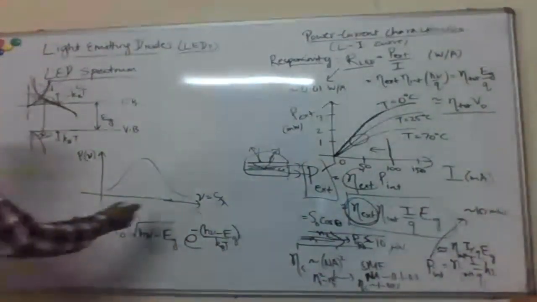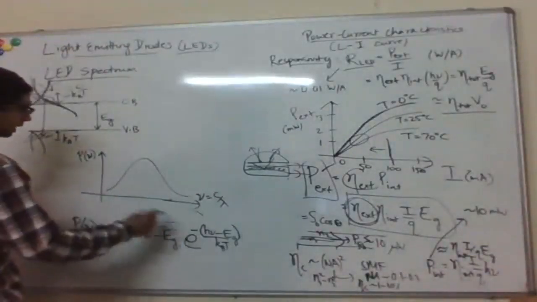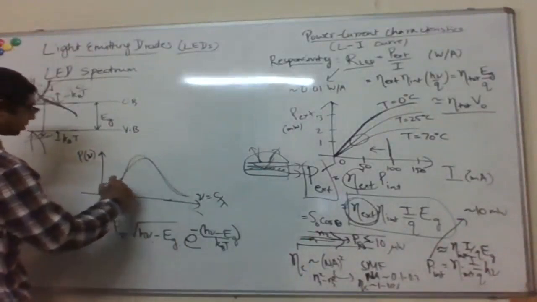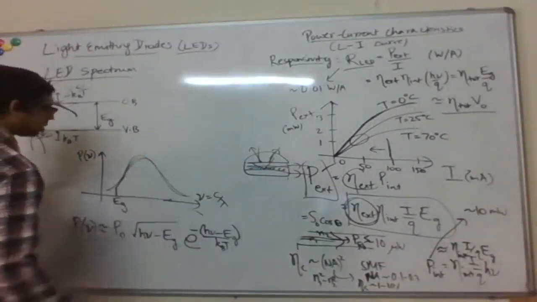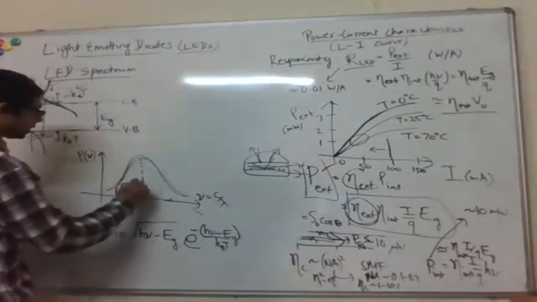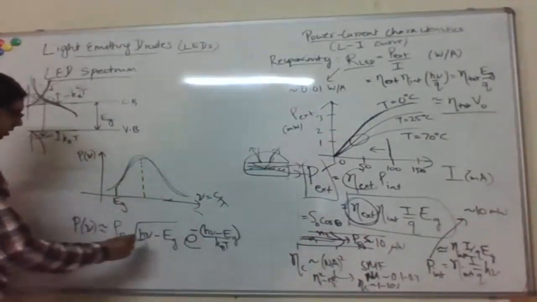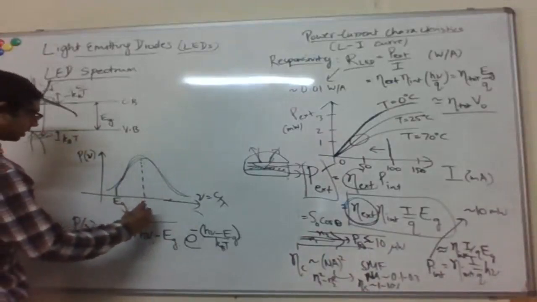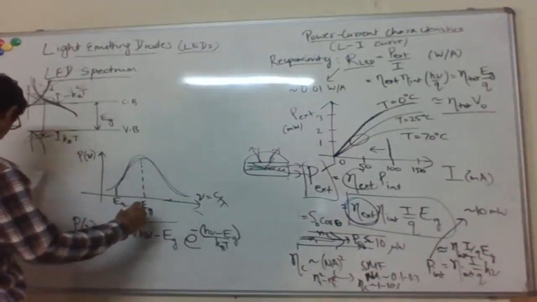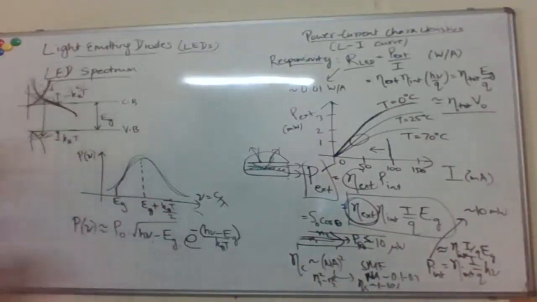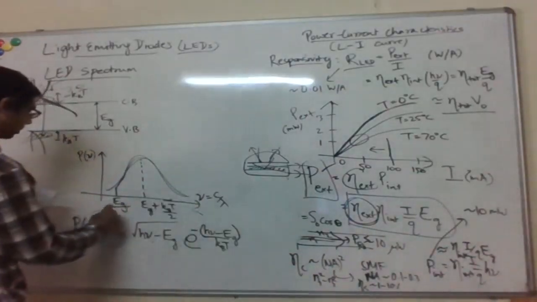So you can see the minimum, you have wavelengths bigger than Eg, and this maximum occurs here. If you maximize this function with respect to nu, this maximum occurs at Eg plus kBT by 2. So this is the frequency scale, and we have to divide it by h.